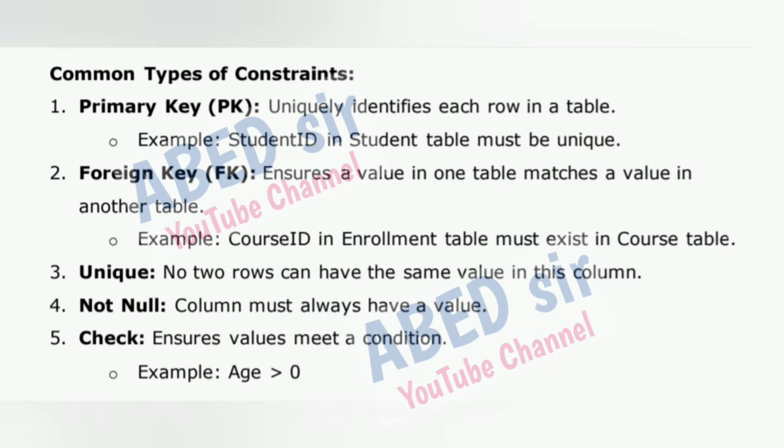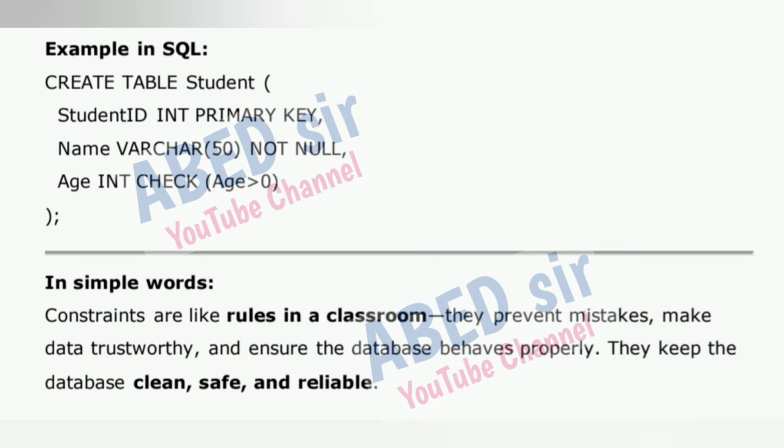3. Unique: no two rows can have the same value in this column. 4. Not null: column must always have a value. 5. Check: ensures values meet a condition. Example: age > 0. Example in SQL: create table student (student ID int primary key, name varchar(50) not null, age int check (age > 0)).